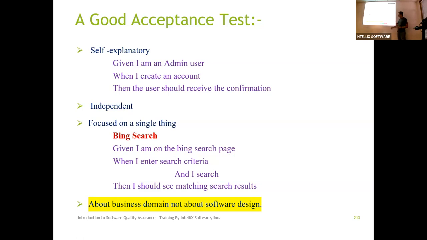And if you think about it, business all care about this type of test. Their tests are different, more high level. They don't care where you click or what button you click on. They really only care: can I get my work done, can I get my business process done? So when you look at this acceptance test, it's all about the business domain and not about software design. You shouldn't write when I enter search criteria and I click on the search button. They don't care how I do the work. All I care about is what my business functionality is, what my business process is, and can I execute it or not. So all the acceptance tests should be focused on the business domain, not software design.